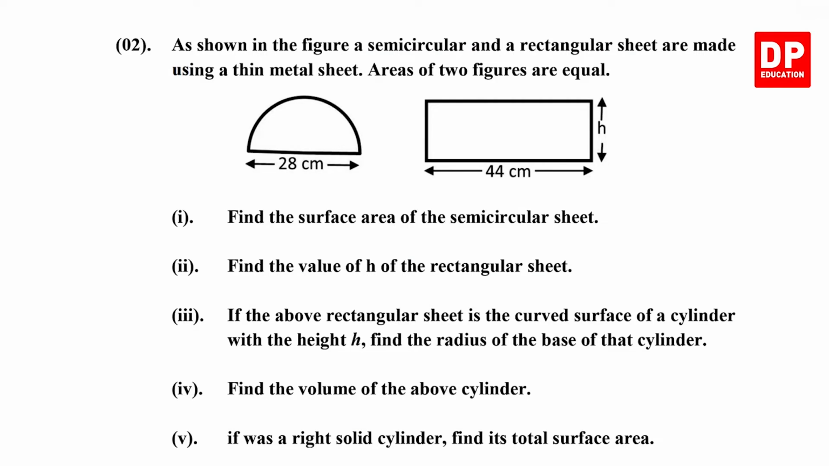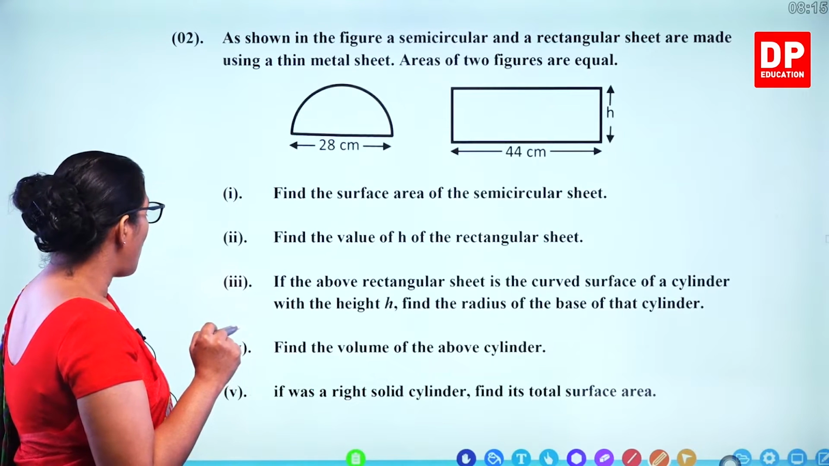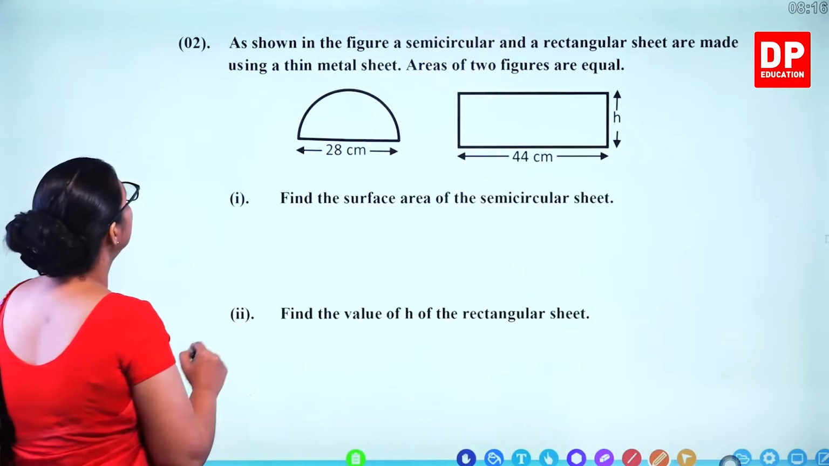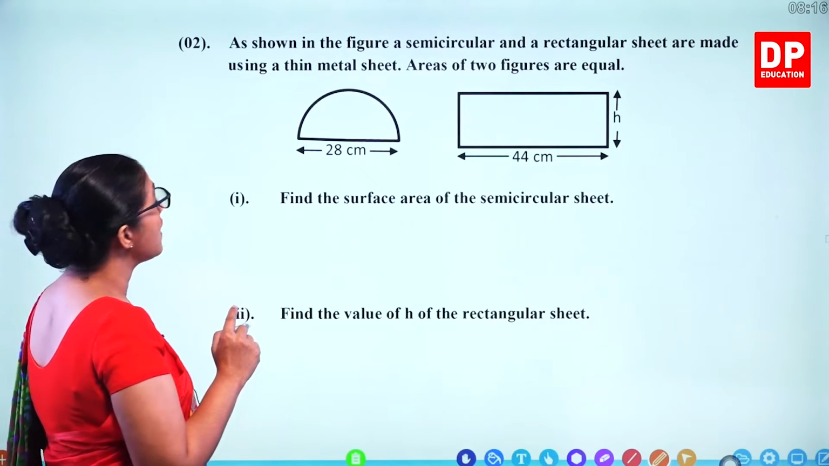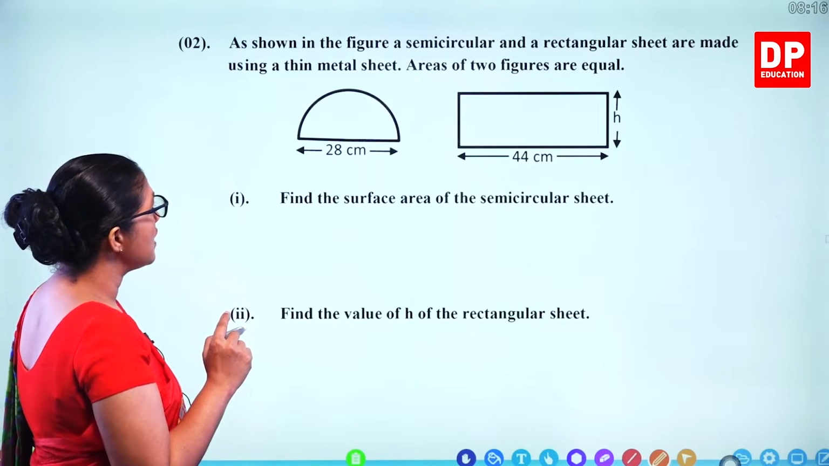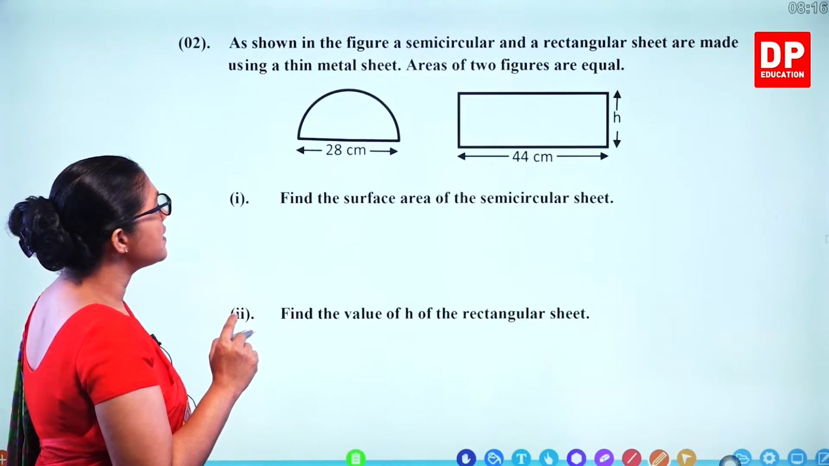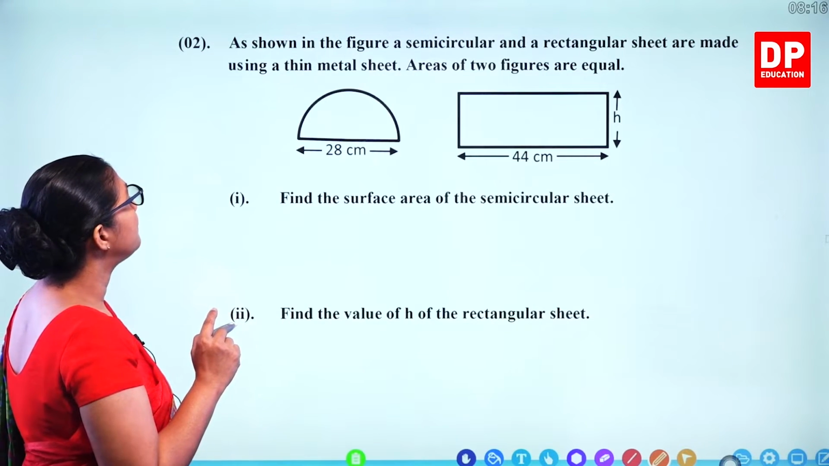Question number 2. This is about area and volume also there. So 5 parts are there. So we'll do separately. As shown in the figure, a semicircular and a rectangular sheet are made using a thin metal sheet. Areas of 2 figures are equal. Find the surface area of the semicircular sheet. Surface area.